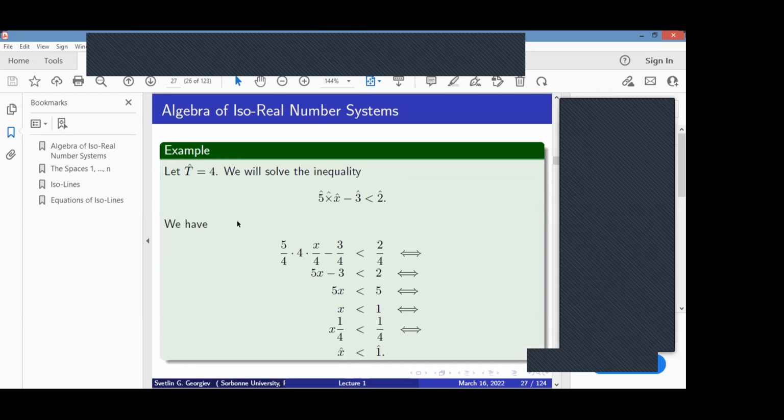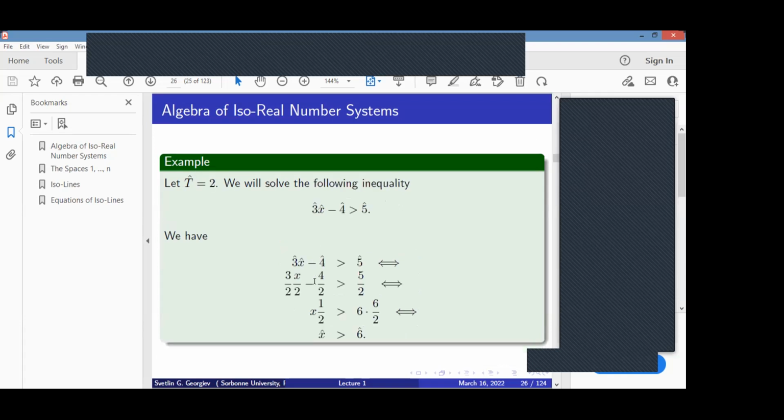As the next example, if we consider the isotopic element to be equal to 4, and if we consider this inequality, in the classical case, the solution of this inequality is x less than 1. And in the iso case, we get that the solution is less than 1. So we have again two possibilities: in the iso case to coincide with the classical case, as in this example, and in the iso case to be different than the classical case, as in the previous example. Here the solution is x greater than 3. In the iso case, we get that the solution is x greater than 6.